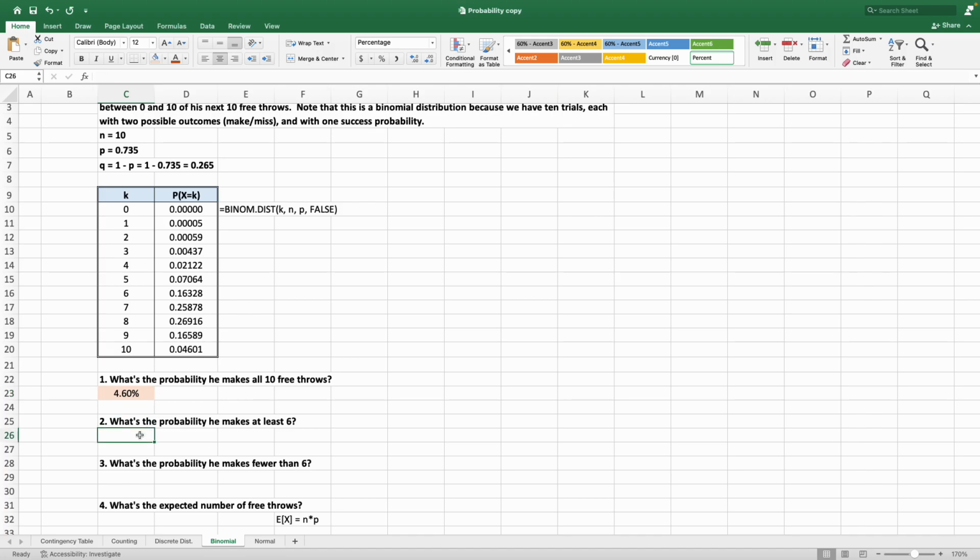What's the probability he makes at least 6? At least 6 would include 6, 7, 8, 9, and 10. So I could just sum up all of these probabilities. I'm going to say equals sum, open parenthesis, and I'm going to highlight all of the numbers I want to add up. Close parenthesis, enter.